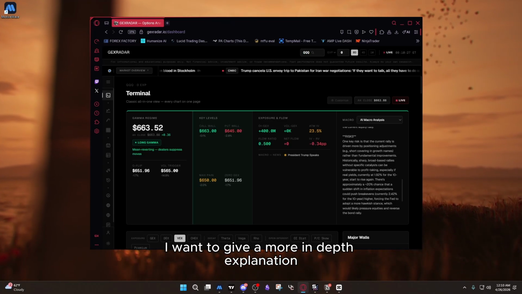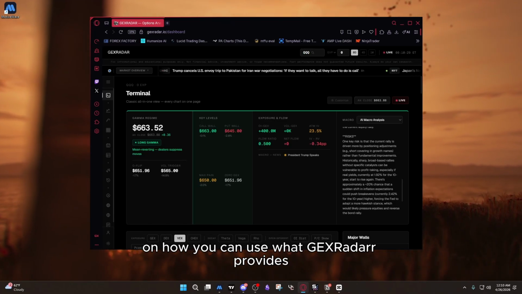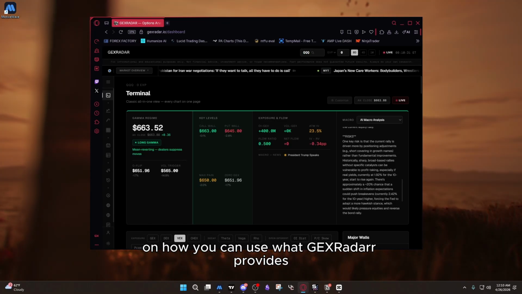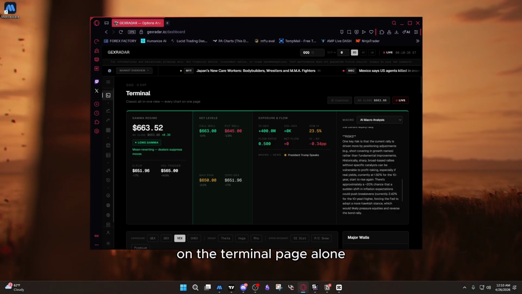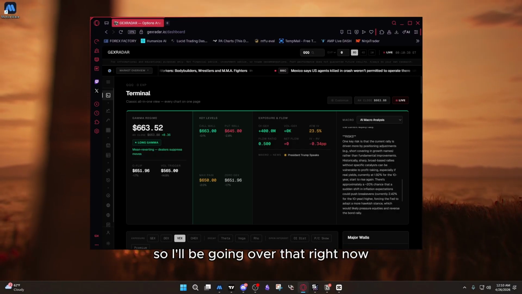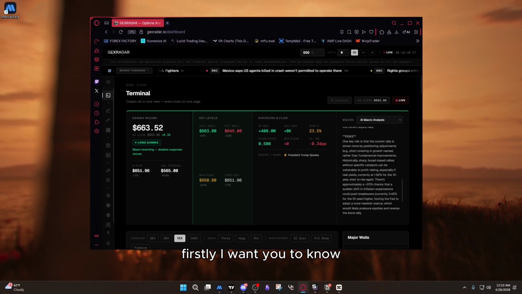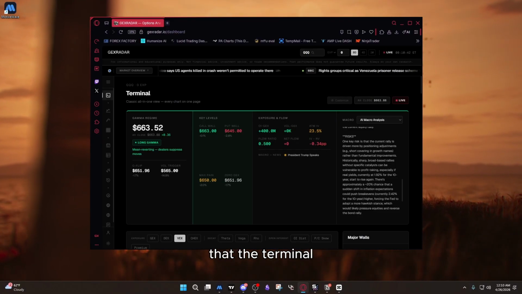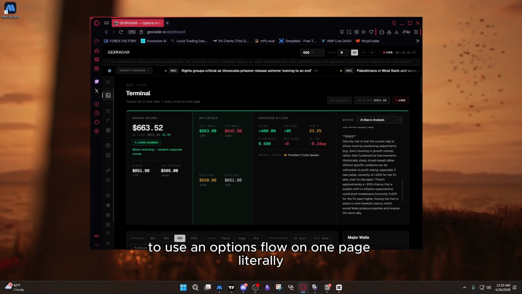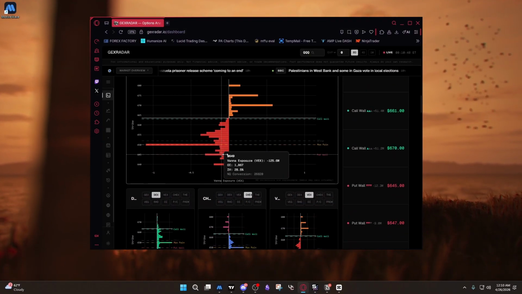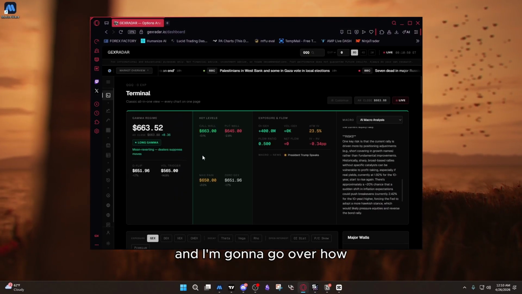I want to give a more in-depth explanation on how you can use what Gex Radar provides on the terminal page alone. So I'll be going over that right now. Firstly, I want you to know that the terminal allows you to see all the key factors to use an options flow on one page, literally. And I'm going to go over how.